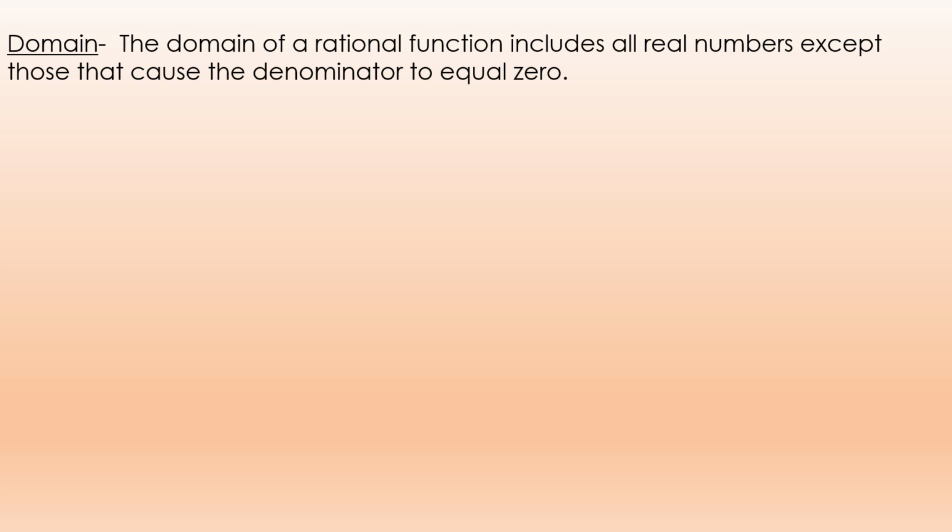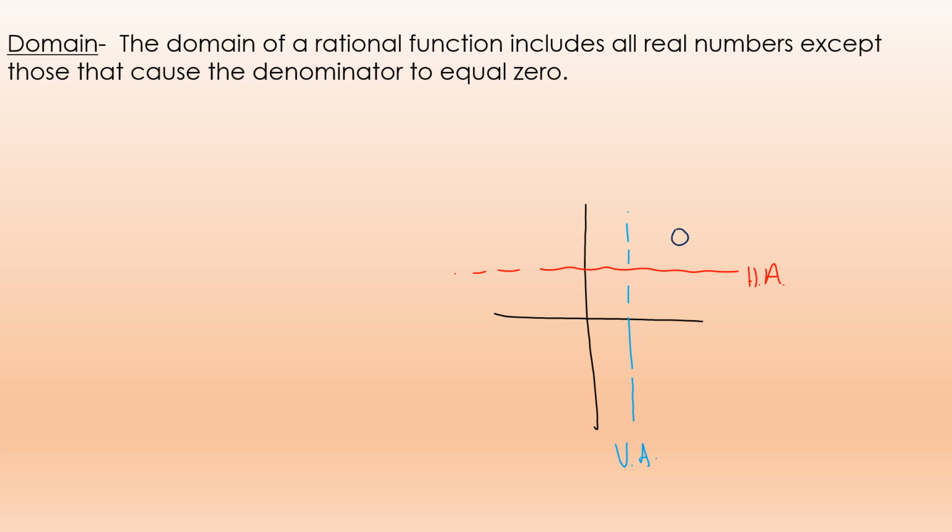The domain of your function is all of your x values. So if you think about a rational function with a vertical asymptote at some particular x value, a horizontal asymptote, or it could be a slant asymptote, I'm just doing a horizontal one. And then maybe we actually have a hole in the graph as well at some other x value. So our domain is going to be all of the x values except for the vertical asymptote and except for the x value of where the hole is.